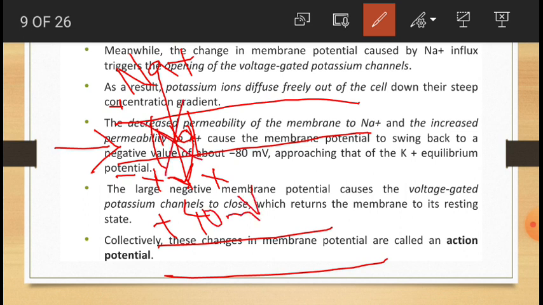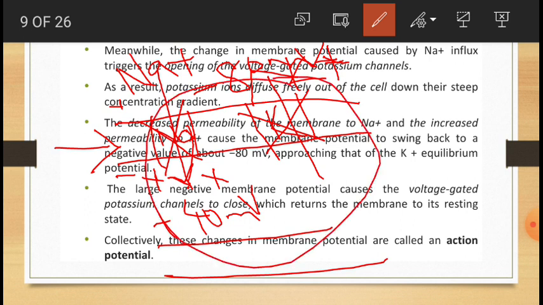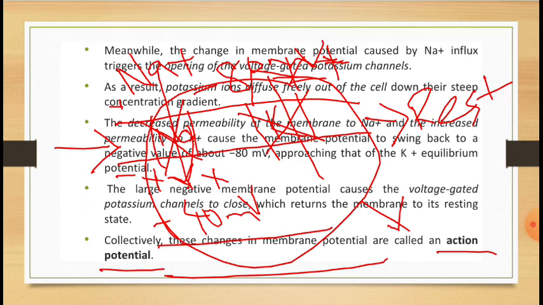sodium channels will close and it will cause potassium channels to open and potassium ions will diffuse out. When the equilibrium is reached for potassium channels, which is -80 millivolt, the potassium channels will close and this entire axon will go back to resting potential, and this entire process is called the action potential. I hope you understood the concept.